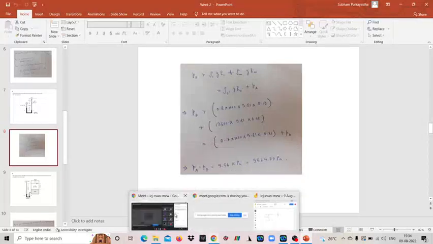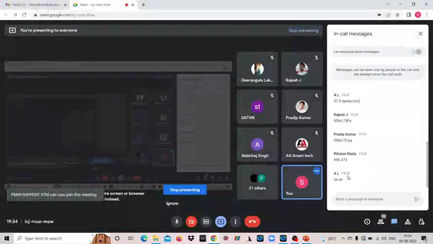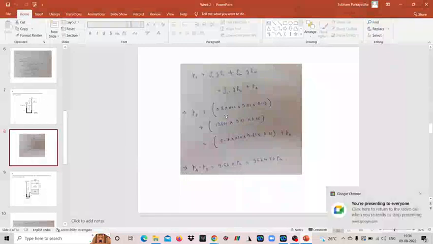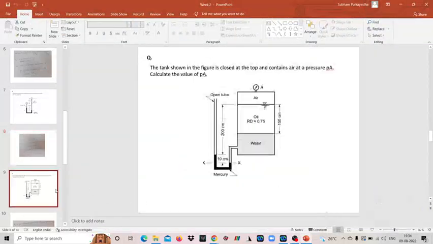Somebody said 956475, yeah, that is fine, that much error is accepted. Now I hope this problem is clear. Let's move to the next problem.